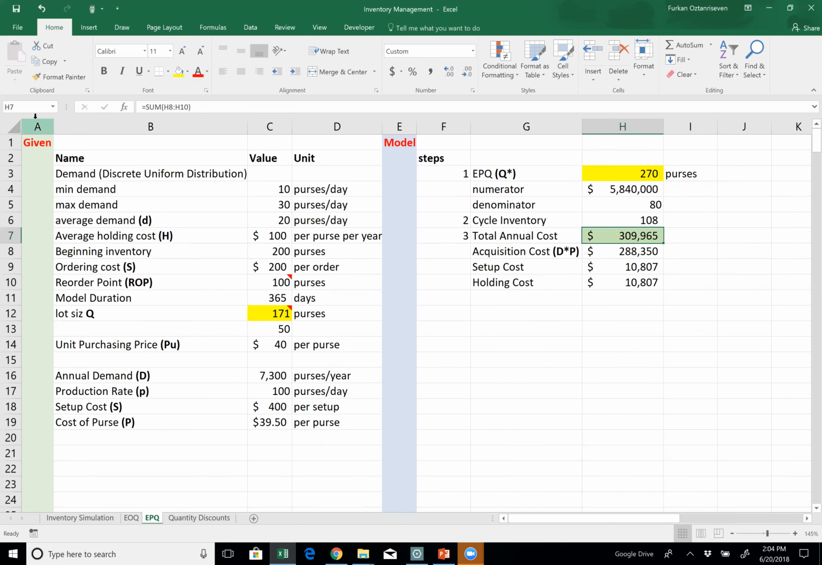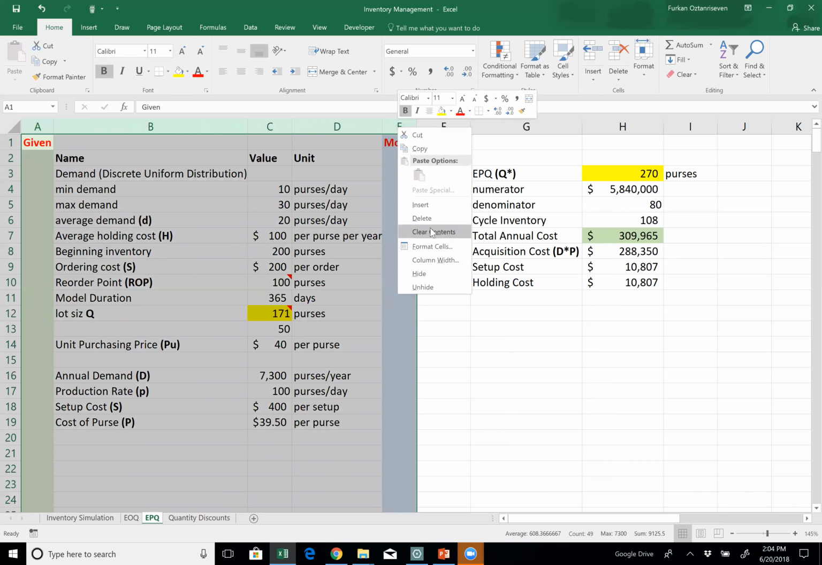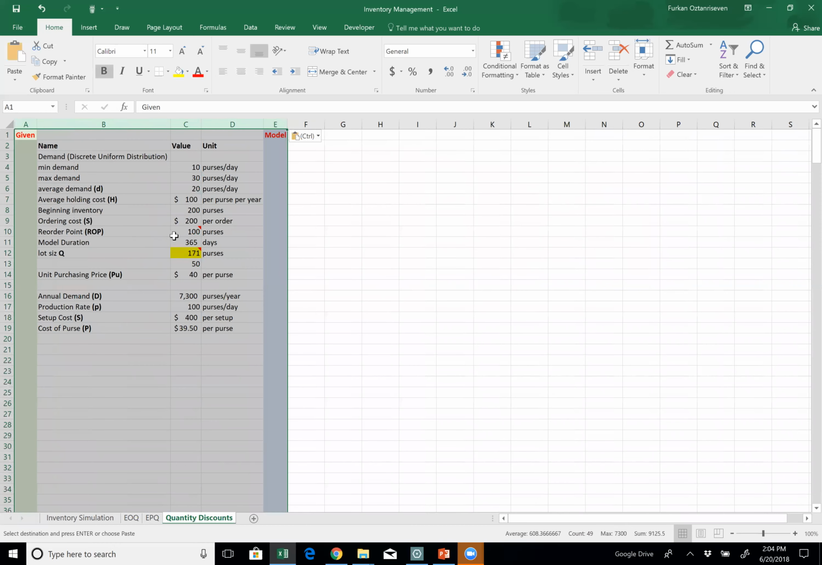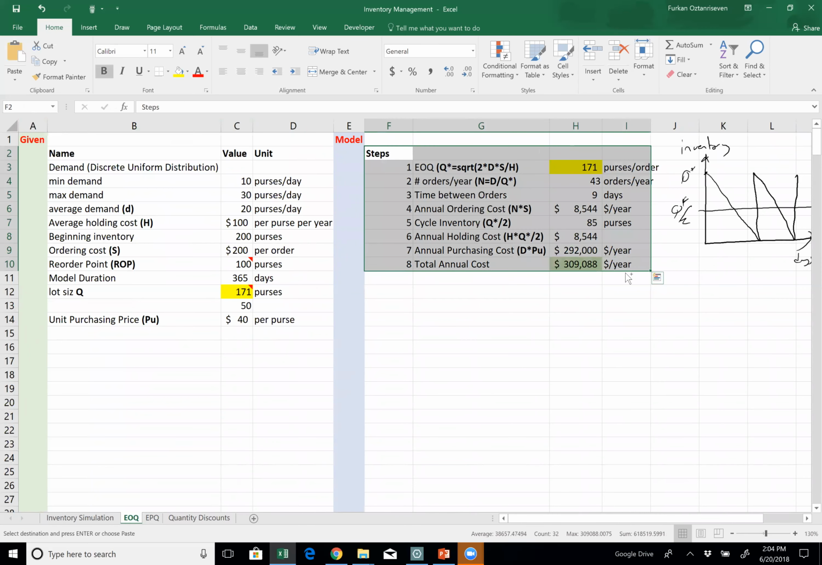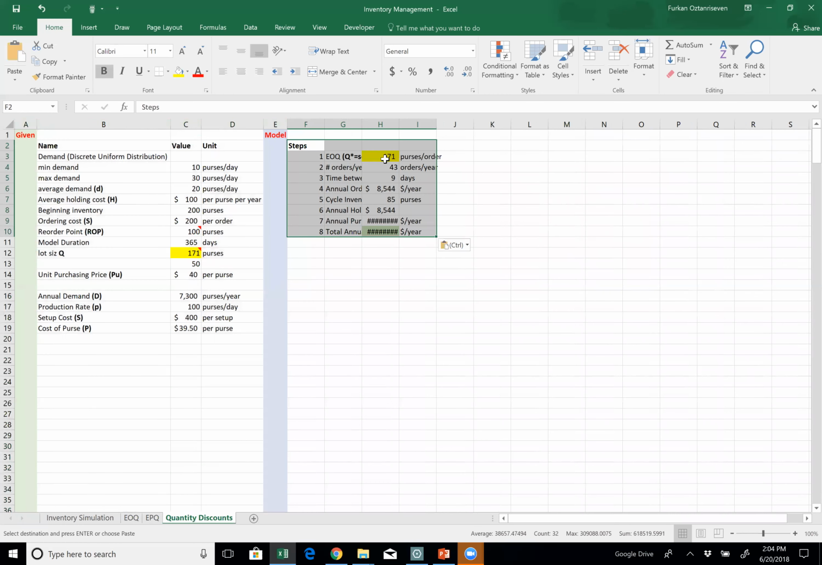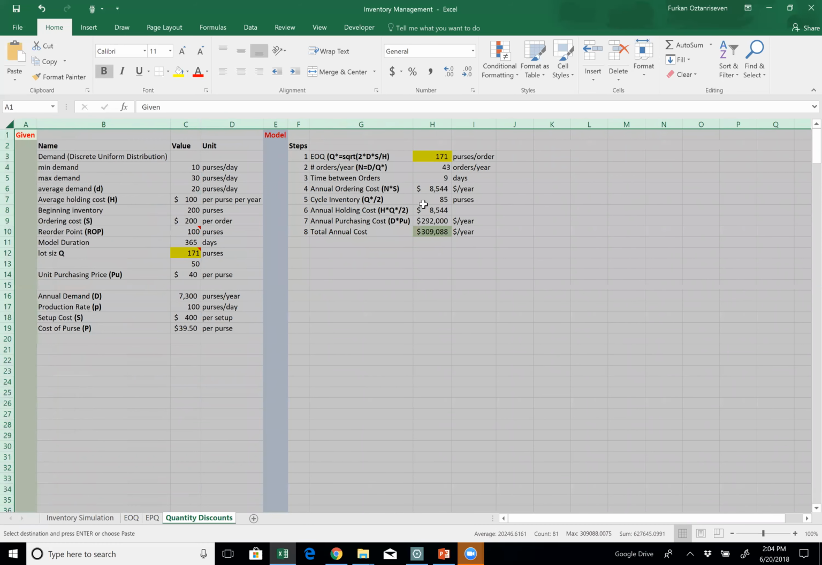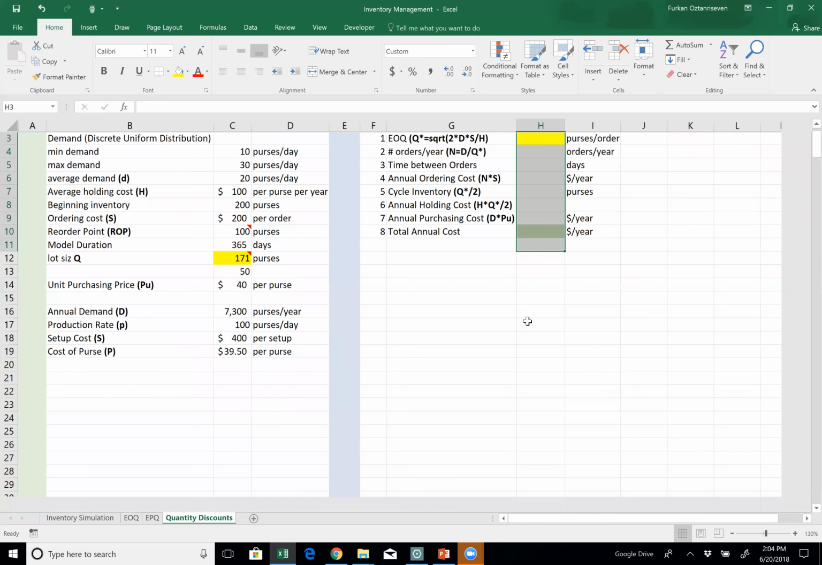What I'm going to do is copy this area right here and paste it into my new sheet. And then I will go to the EOQ sheet and get these steps. I will update them for my quantity discounts. I just don't want to type them again, okay? I will just delete these values because I would like to recalculate them for you again.